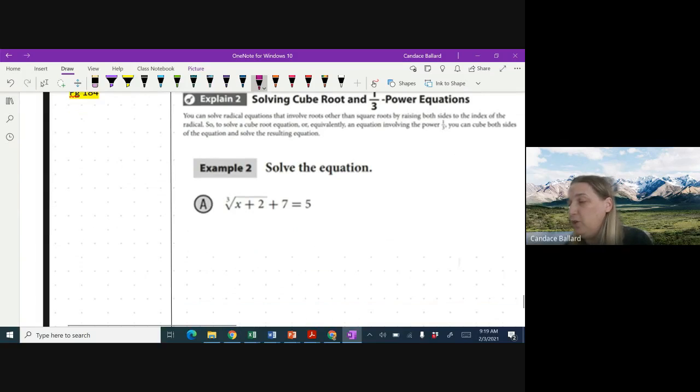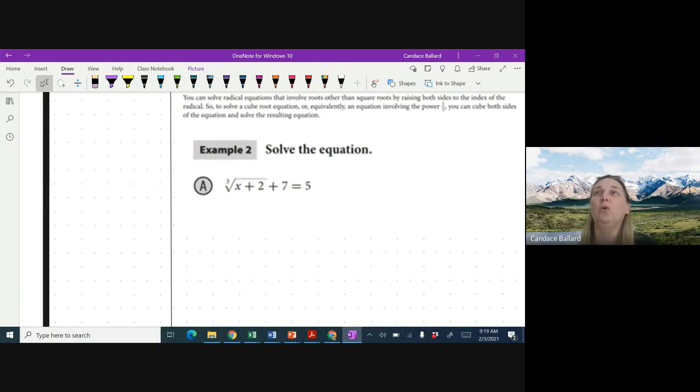So we are going to do cube root. Very, very similar. We're going to isolate the root first. So we want to isolate that. I have to move the 7 to the other side. To move the 7, I am going to subtract it. So 5 minus 7 is -2.